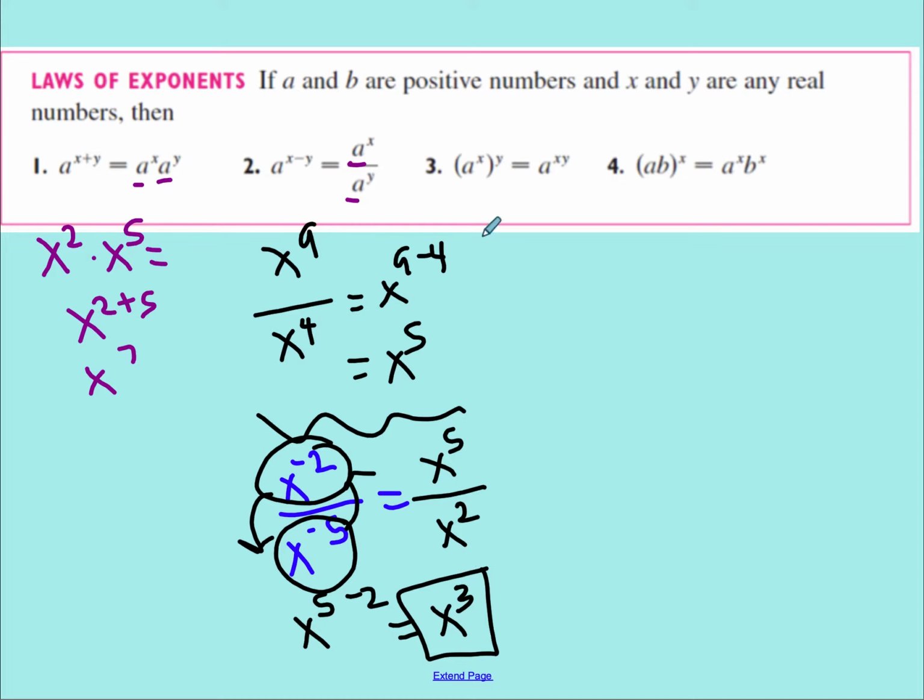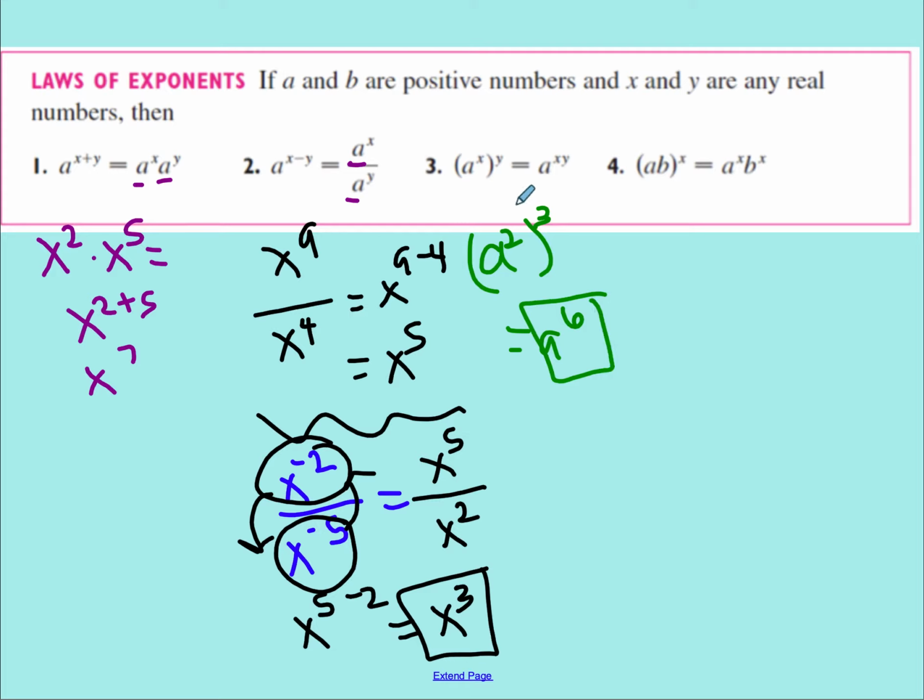Okay. The next one is example 3, if we have a power to a power. Okay, so whenever you guys have a power to a power, you can multiply. So if I have a to the 2nd and then to the 3rd, this would become a to the 6th. Okay, for the example 3.